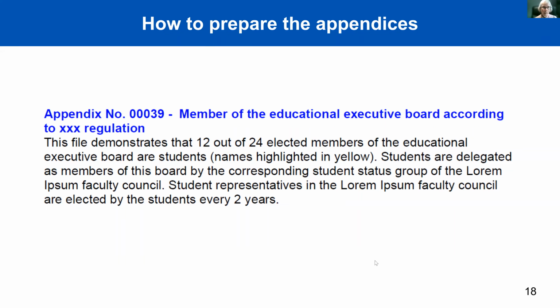So we have a lovely example here. If we look at this, we're told that this file demonstrates that half the elected members of a particular board are students, and I can find their names in yellow, so I can cross-check that. Very helpful. And I'm also told how the students are appointed to the board, selected by the student body itself. So in that very short introduction, I have all the information that I need to take the message that you want me to take from this appendix, and that is that there's great student representation on this very significant board.